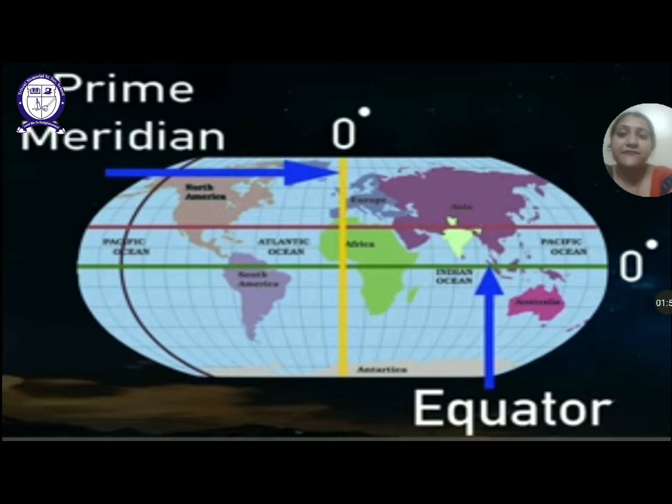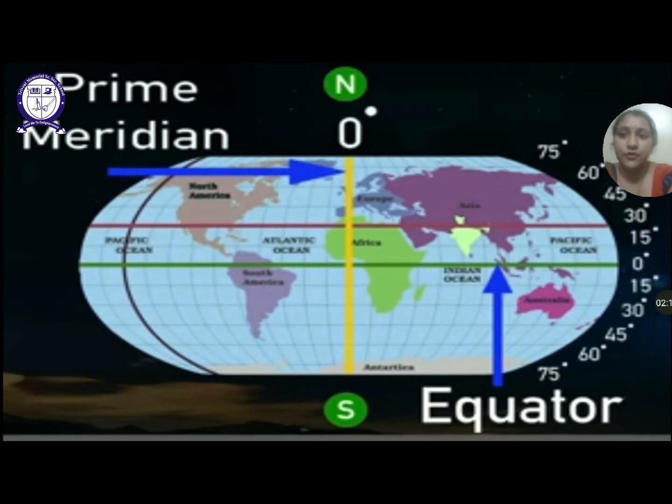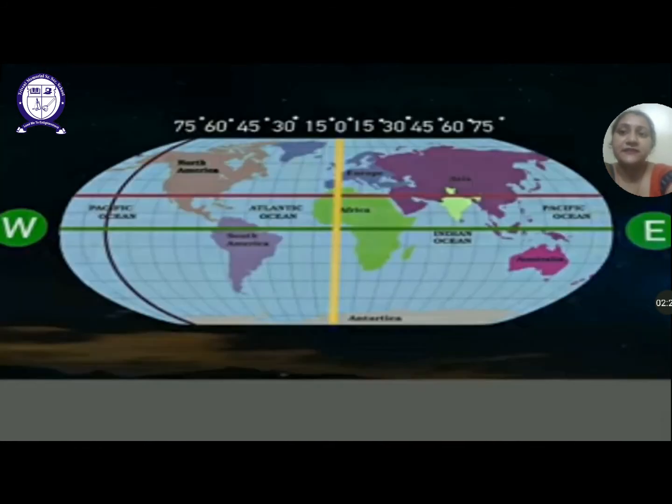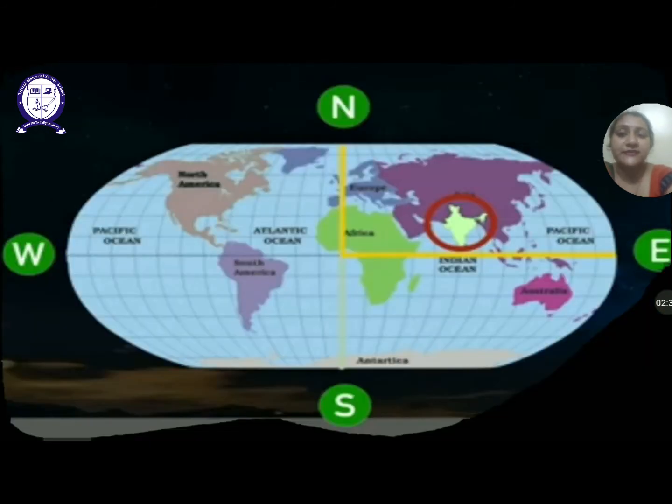So here, if any country comes in between the northern hemisphere and southern hemisphere, it is located with the help of the equator, and if any country comes in the western and eastern hemisphere, it is located with the help of the prime meridian. So take the example of India.